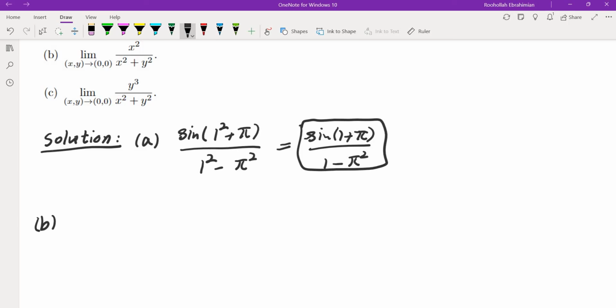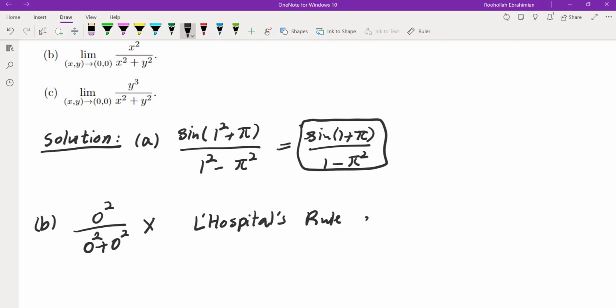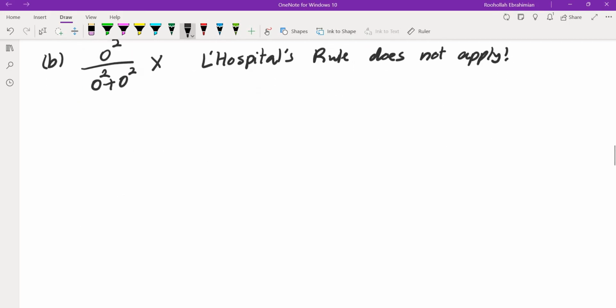Okay, so let's look at the next one. For the next one, if we plug in 0, 0, we get 0 squared over 0 squared plus 0 squared, which is an indeterminate form. Now we do not have L'Hopital's rule for functions of two variables. L'Hopital's rule does not apply. So what do we do instead of L'Hopital's rule? Here are the steps that we're going to have to take. Let me put it on a diagram.